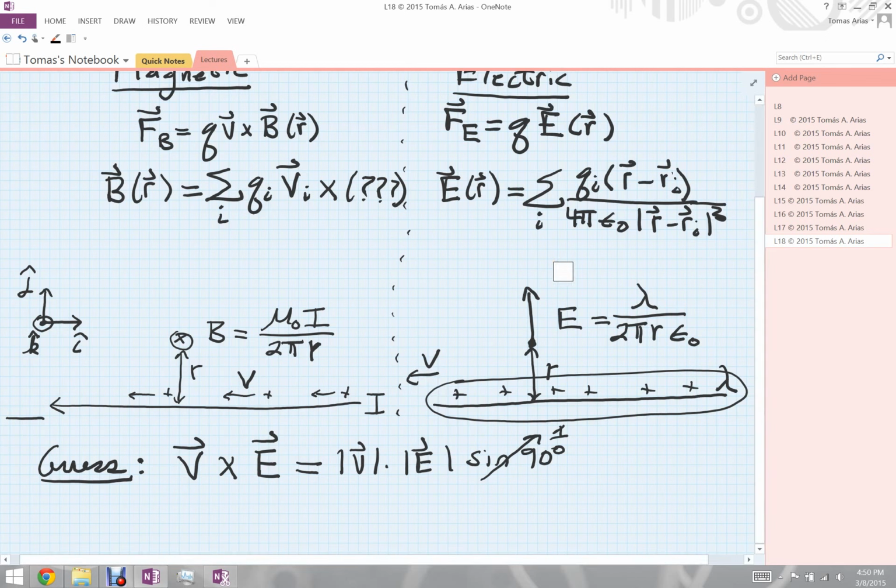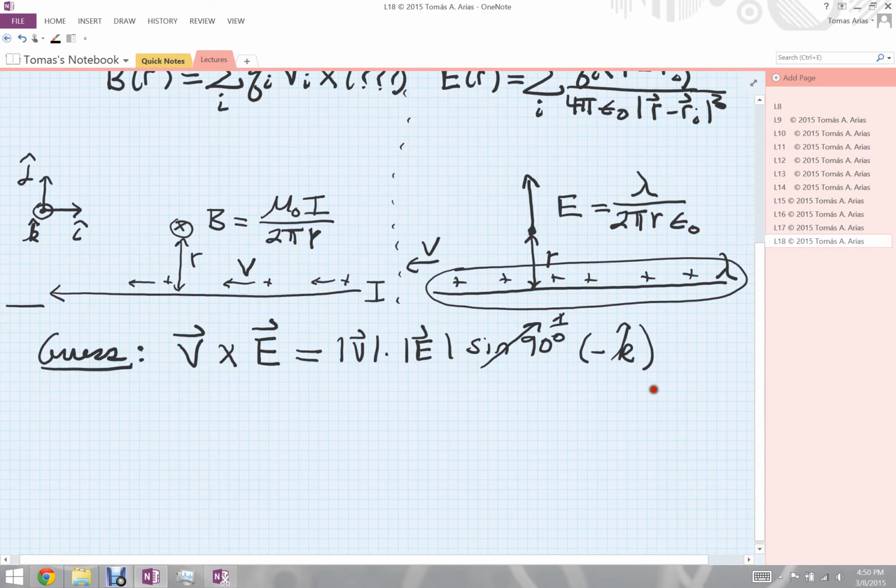All that means, because your thumb is pointing downward, is that we are talking about a direction into the page, or in the minus k hat direction if I want to be formal about it. The beautiful thing, though, is that that is exactly the direction of the magnetic field. So at least in our guess here, we've managed to find the right vector product to give us the correct direction. Let's now consider the magnitude of the vector that we're getting.